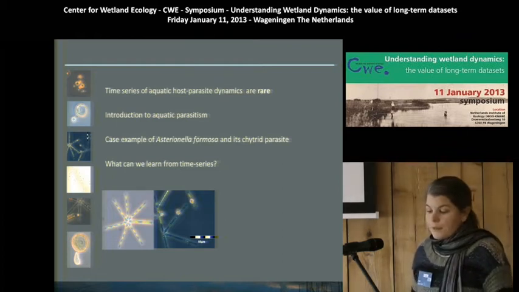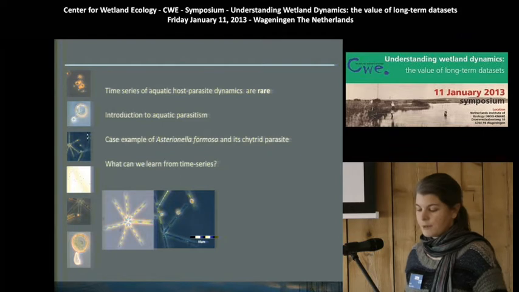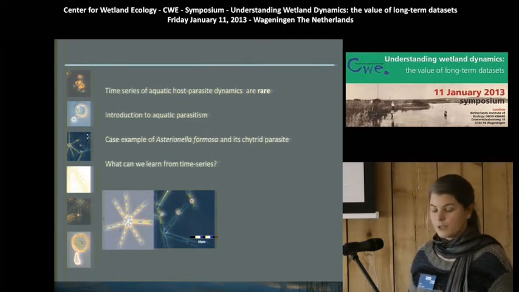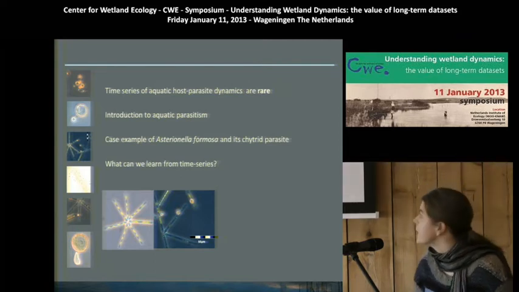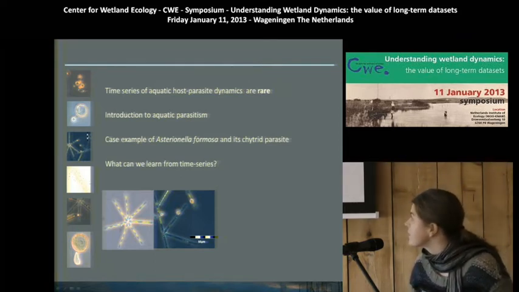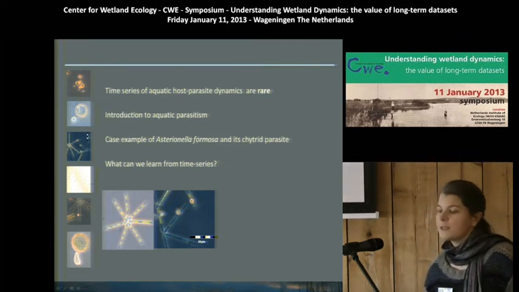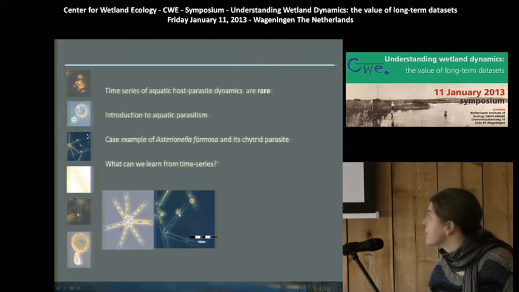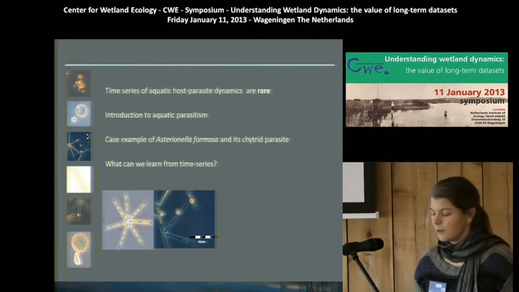And to discuss with you why that could be, I first want to take you and introduce you to aquatic parasitism in general, and then I show you one case example of Astrionella formosa, which is the diatom you see below here, and it's a fungal parasite, the chytrid, which is this little bulb here. And then see what we can actually learn from the time series.